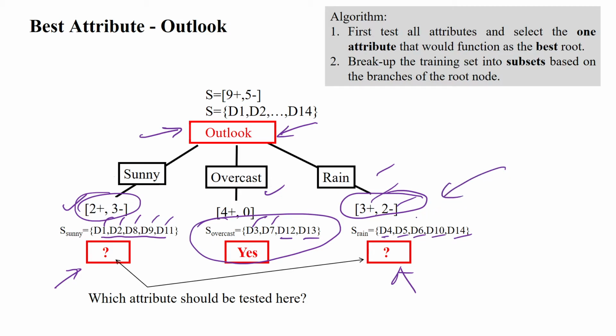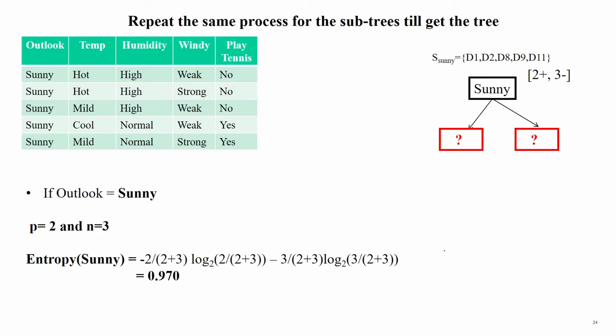So which attribute is next best attribute among the remaining three? Remaining three are wind, temperature, and humidity. Among these three, which attribute will contribute more to take the best decision? First, again repeat the same process for constructing subtrees.